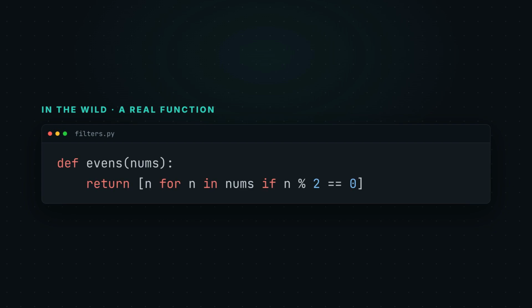Real code. This keeps only the even numbers. For each number in nums, keep it if it divides evenly by 2. A loop and a condition folded into one clean line. Once you can read this, comprehensions stop being scary.